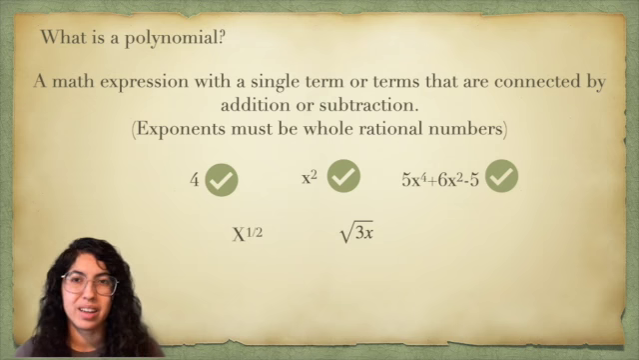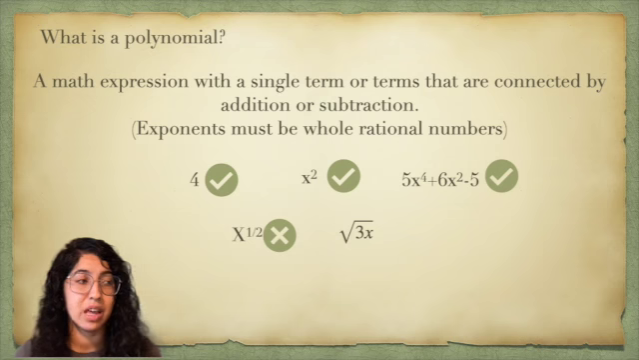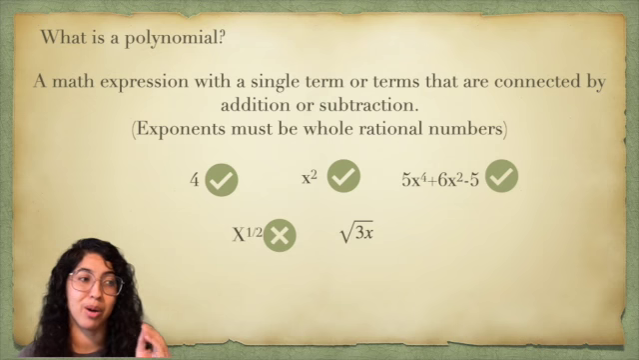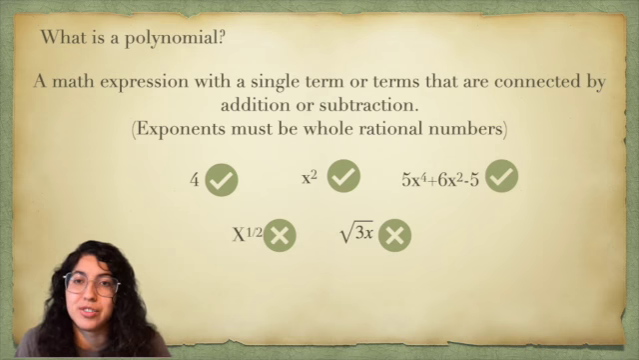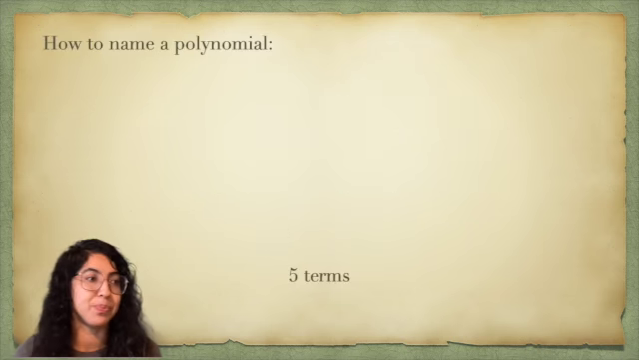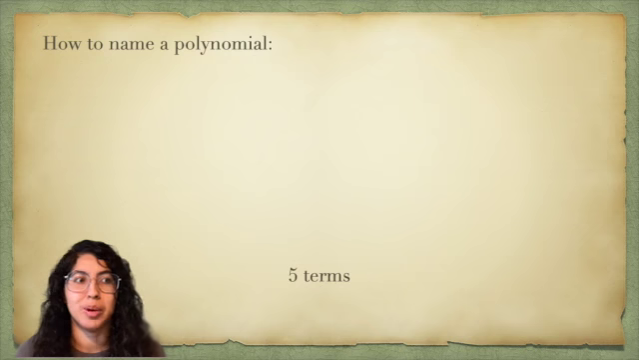This next one, x to the power of 1/2, that is not a whole rational number. So that does not count. And then last one, if I were to change this square root of 3 to the x, that would be 3x to the power of 1/2. So that is also not a polynomial, okay? So that's your first lesson. Identify polynomials from non-polynomials.